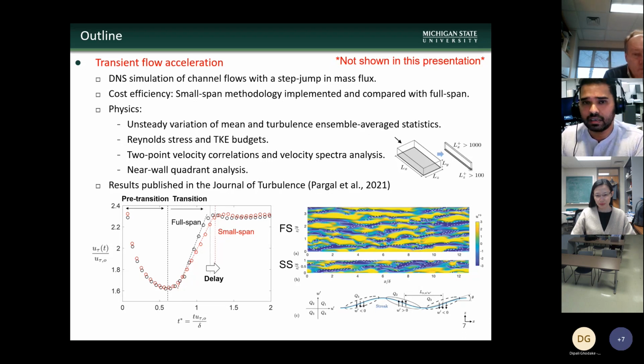And for that, we basically focused on checking the unsteady variation of mean and turbulence statistics, higher order TKE budgets, 2-point correlations of velocity, and quadrant analysis. And we found that small span is able to capture the overall variation of the flow physics, especially the near wall dynamics. But there is a small delay in the transition stage, which is attributed to lower streak meandering due to missing spanwise scales.